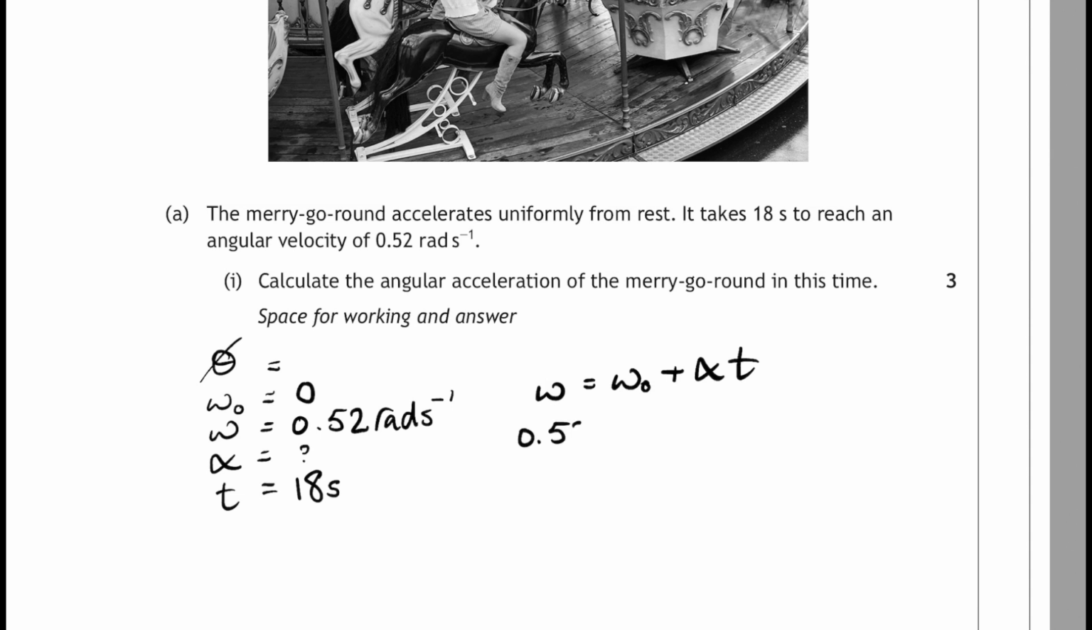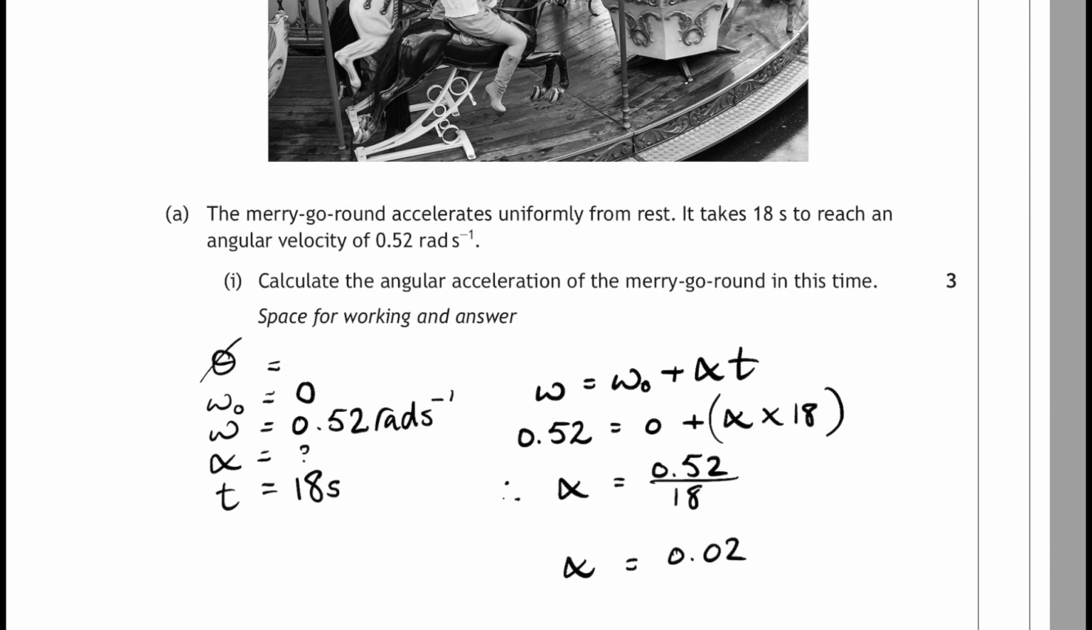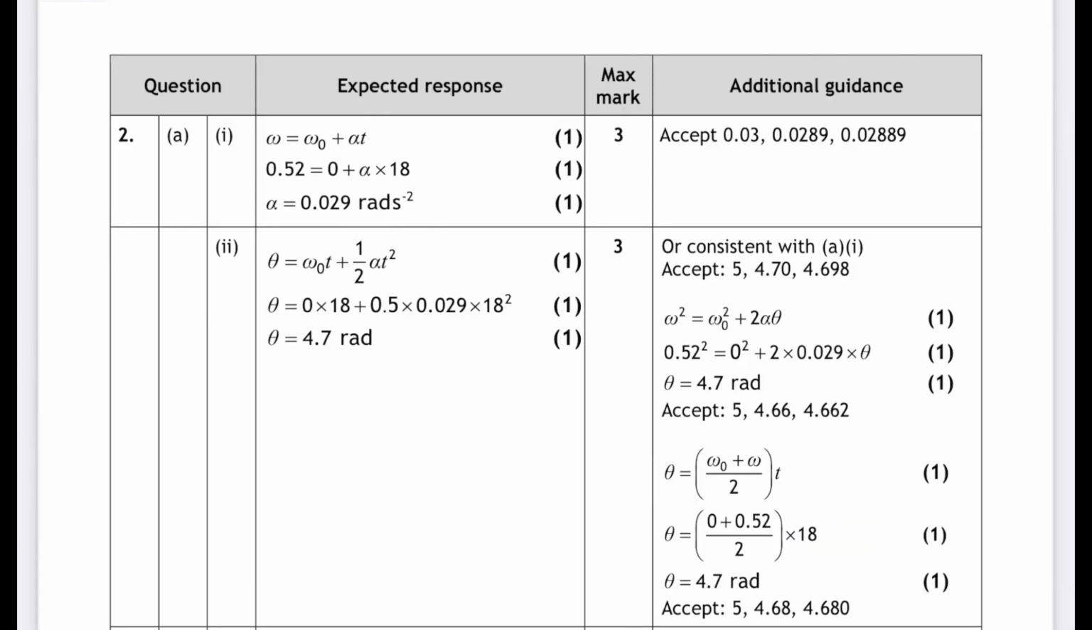Omega is 0.52, and that's going to be equal to 0 plus alpha times 18, and it's the alpha that we're looking for. So if we rearrange that, then alpha is equal to 0.52 divided by 18, and if you do that on your calculator, you'll get 0.029 radians per second squared. And then checking the SQA marking instructions, that all looks good to 2 sig figs.